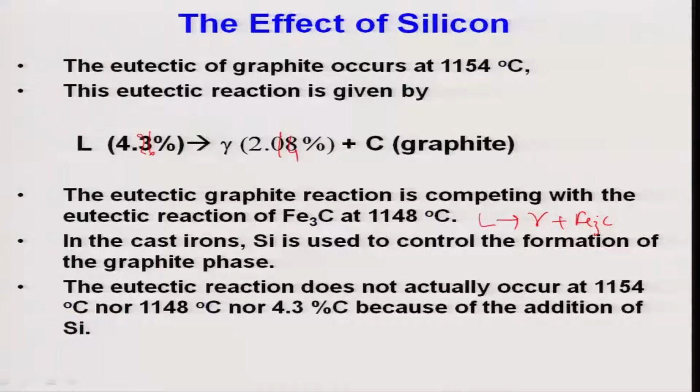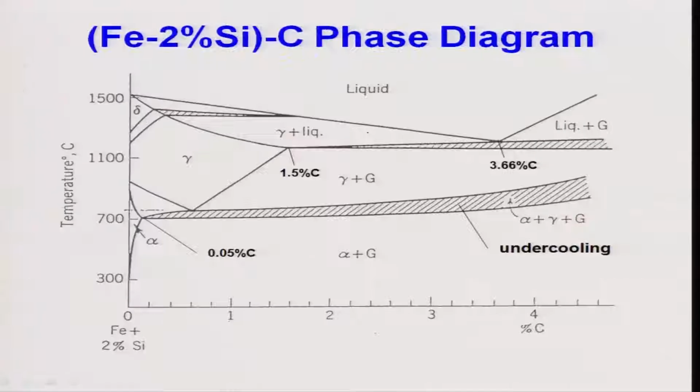In cast iron, as I have written here, silicon is used to control the formation of the graphite phase. I told you just now, a few minutes back. The eutectic reaction does not occur at 1144, nor 1148, nor 4.33% because of the addition of silicon. The eutectic reaction leads to the formation of graphite. So, if you want to nucleate graphite, you need silicon, that is what I have been telling you for a long time.